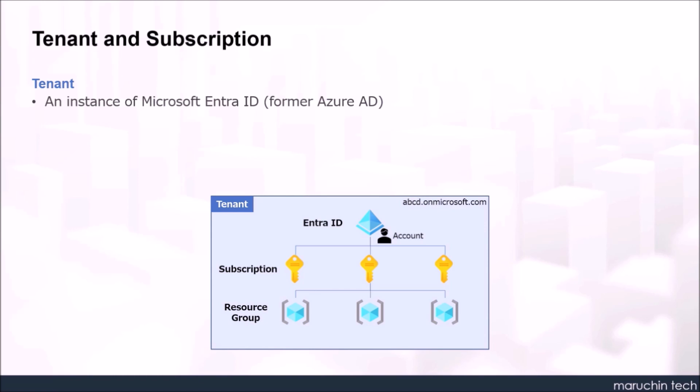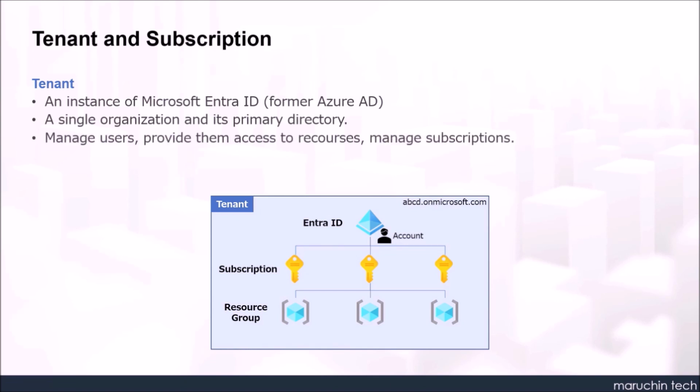A tenant is an instance of Microsoft Entra ID. It will be automatically created when you sign up for a Microsoft Cloud service. A tenant is a single organization and its primary directory. It can be used to manage users, provide them access to resources, and manage subscriptions. Azure Active Directory has been renamed Microsoft Entra ID since 2023.